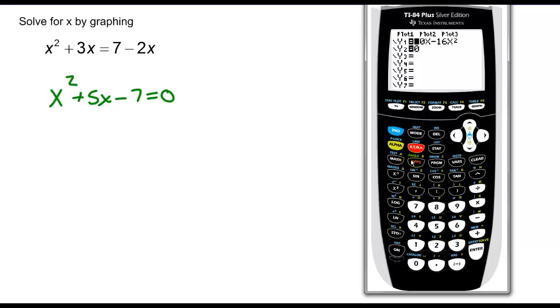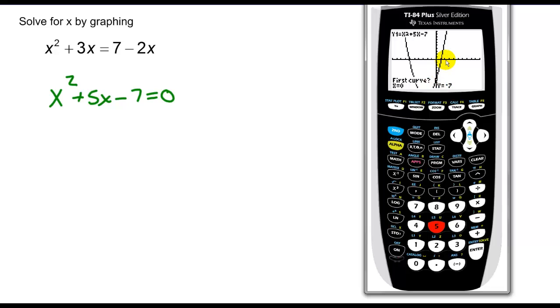We go back to our calculator, plug this in. So I've got x squared plus 5x minus 7. We'll do that in the standard window. Take a stab. I don't really see the whole thing, but I don't need to because all I'm looking for is these intersection points. So I go second calc, once again intersect 5.